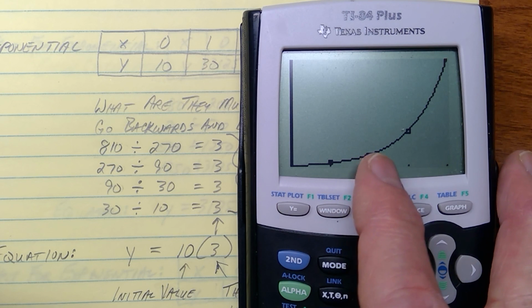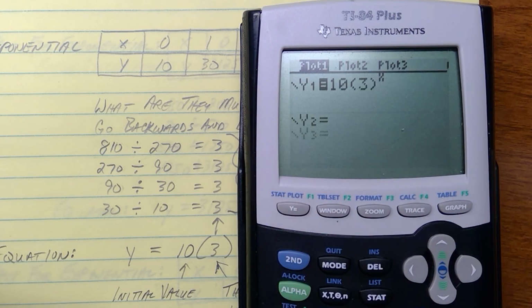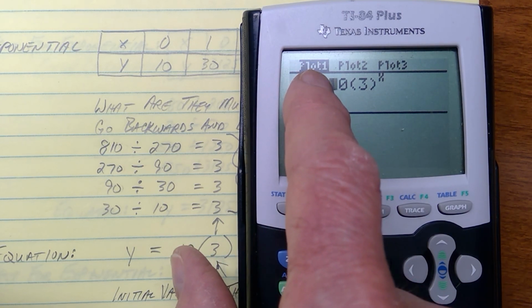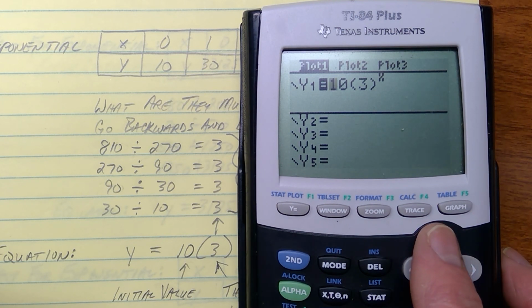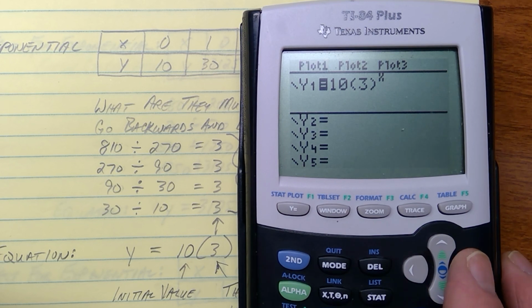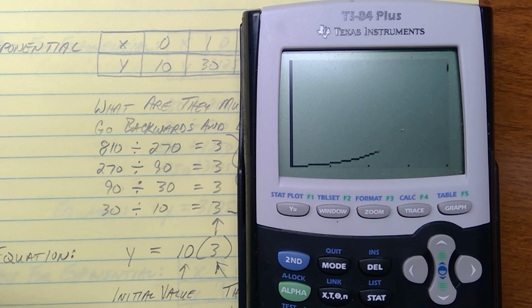Now notice that I've got the dots on there. Now how did I do that? Well, if you go back to y equals, you see how I have plot 1 highlighted? Plot rhymes with dot. That's how I turn the dots on. If I want to turn the dots off, I go up to plot 1 and I deselect it. So I hit enter and now it's not selected anymore. I go back to graph and I have just the curve without the dots.